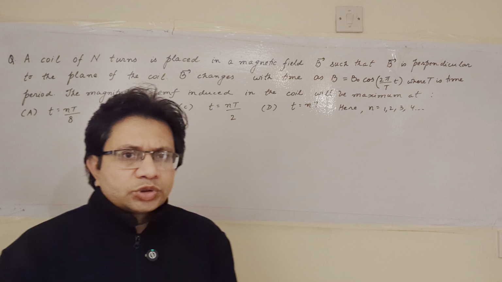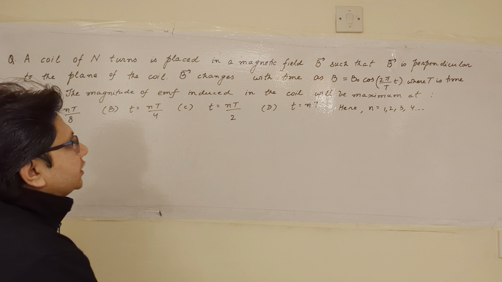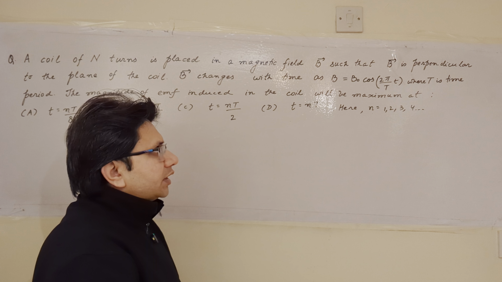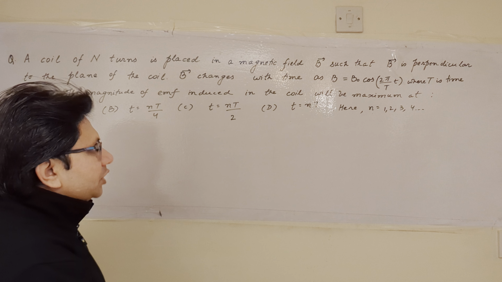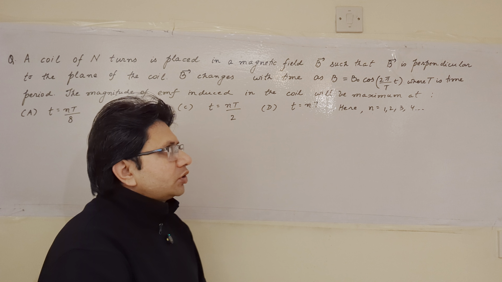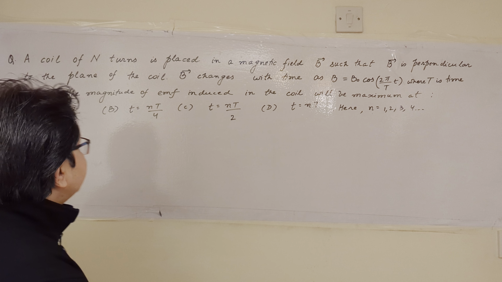Hello students, the question is: a coil of n turns is placed in a magnetic field B such that B is perpendicular to the plane of the coil. B changes with time as B equals B naught cos(2π/T · t), where capital T is the time period.